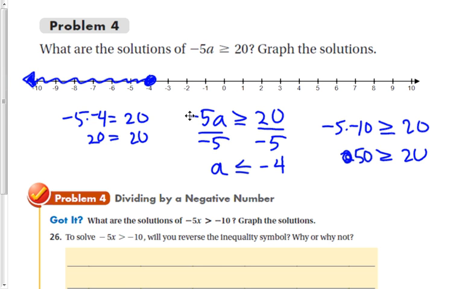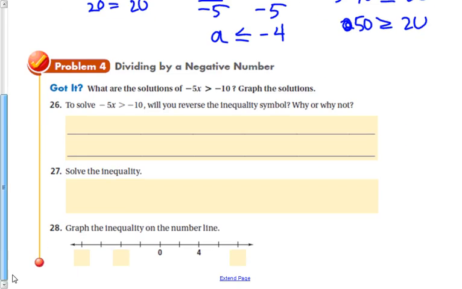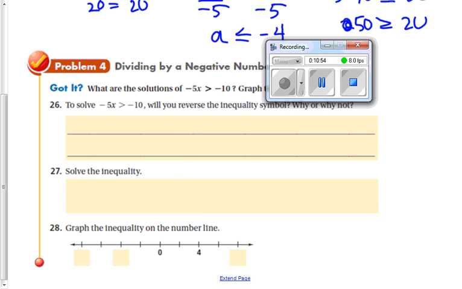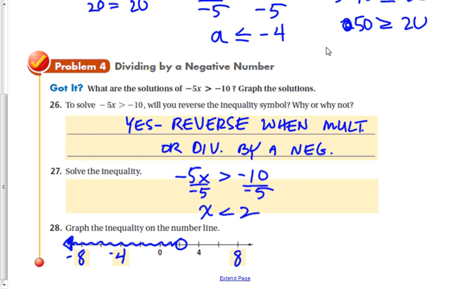All right, go ahead and do problem 4. All right, there's your answer there. Go ahead and do the lesson check, and we'll talk about this next time we meet in class.